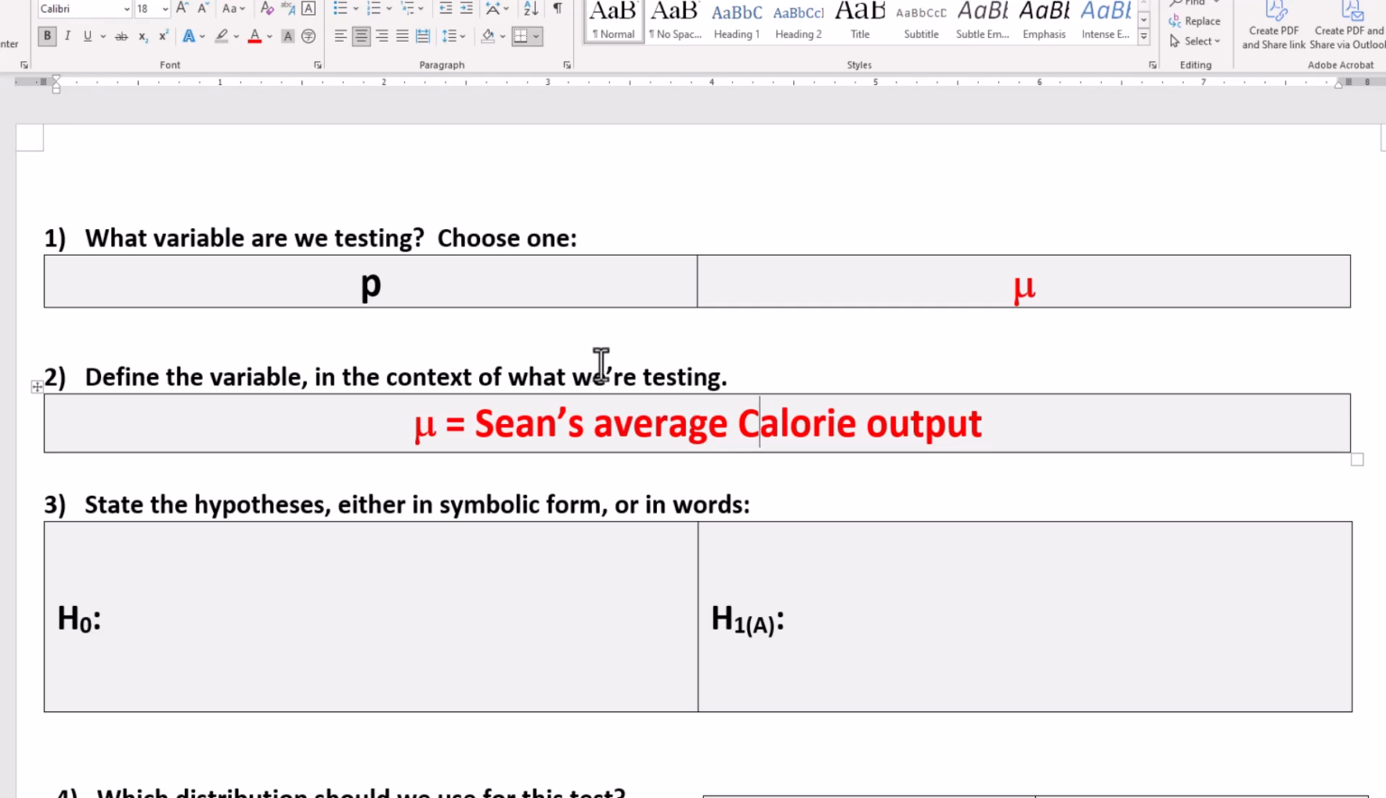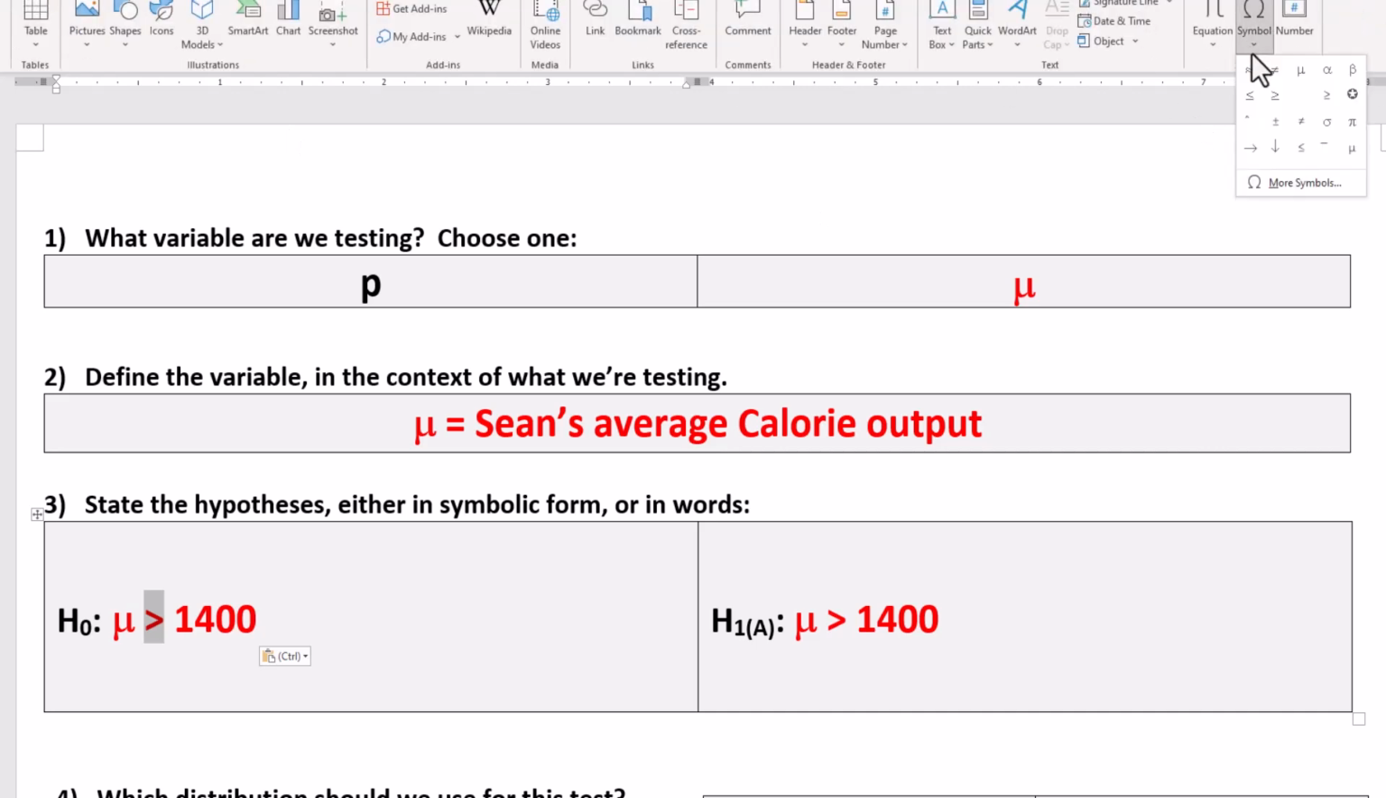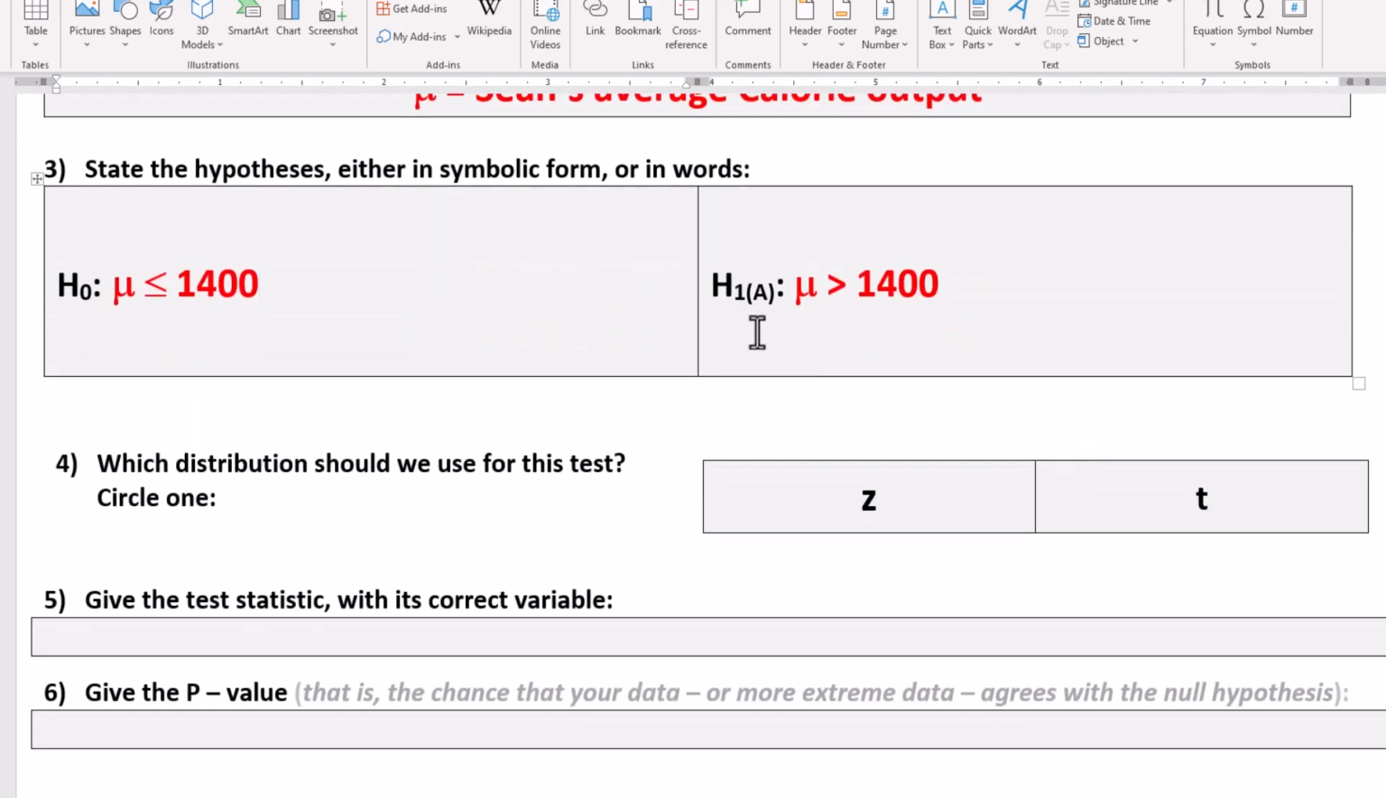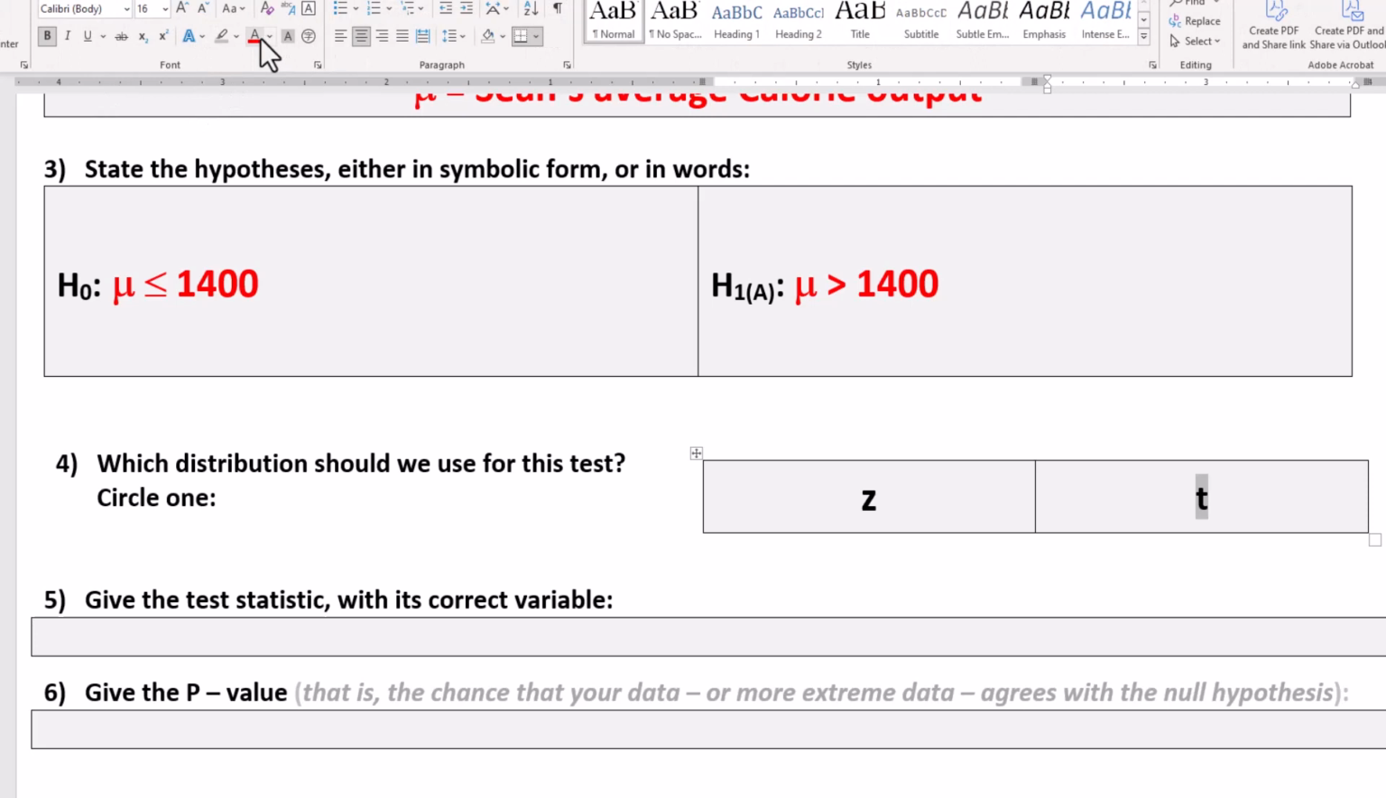Okay, now, I had a claim, and my claim was that I am going to exceed, on average, that top level of 1,400 calories a day. Therefore, the null hypothesis is less than or equal to, let's insert that symbol, there we go. All right, which one to believe? Well, we'll figure that out with the test statistic and the p-value. We're going to be running a t-test because we're talking about averages.